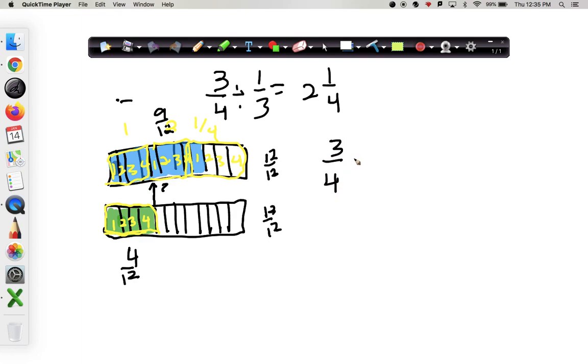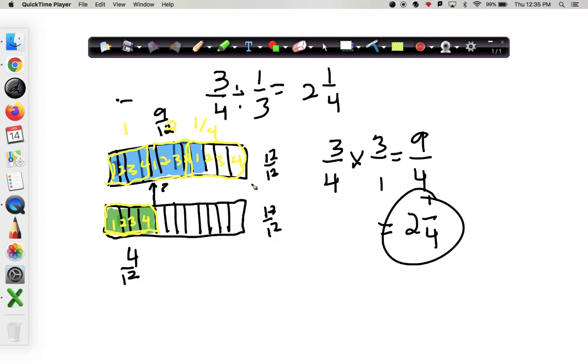So let's see what we get. 3/4 times 3 over 1. That's 9/4. 9/4, 4 goes into 9 twice with 1 left over. So with the symbols or with the pictures, we got 2 and 1/4. So that is a recap for our review of dividing fractions from Thursday, January 14th.